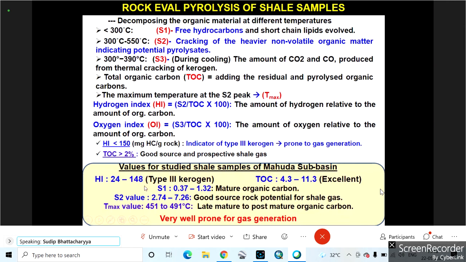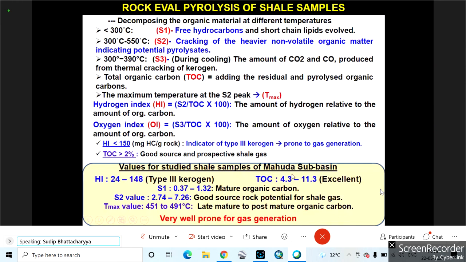Rock-Eval pyrolysis of the shale samples has been done, and the most important thing is that we are getting these values: hydrogen index, and S1, S2, S3. It is not the platform for doing it in detail, but due to the heating effect, some free hydrocarbons come out from the shale samples, and we have measured the amount, and from that the hydrogen index and oxygen index are given here. All these values are telling us about the oil proneness and gas generation of this domain.